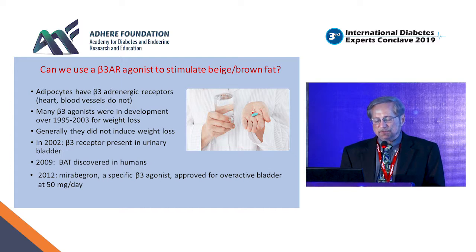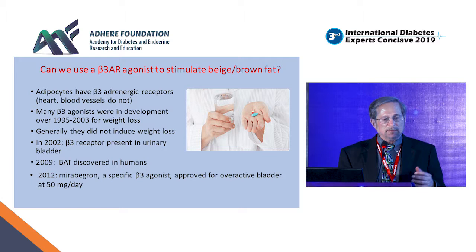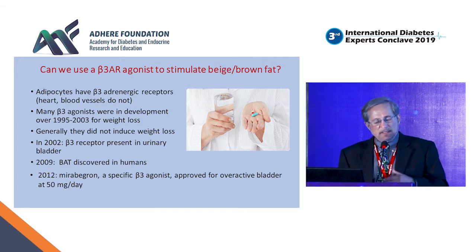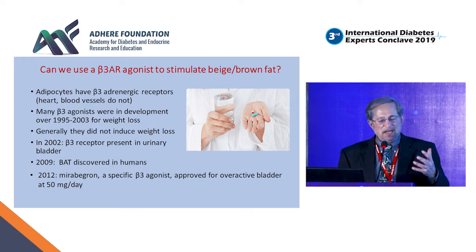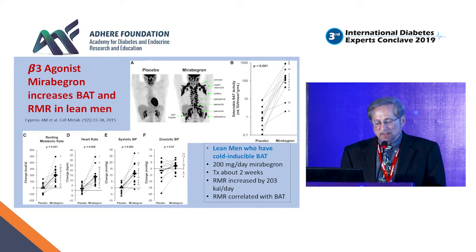But then in 2002, beta-3 receptors were identified in the urinary bladder. And then this beta-3 agonist, mirabegron, was developed and used at a dose of 50 milligrams a day for overactive bladder. So people began studying, well, is this affecting metabolism? Can we cause beiging at higher doses than the 50 milligrams? And we can. Here's this beta-3 agonist, mirabegron, in lean men.